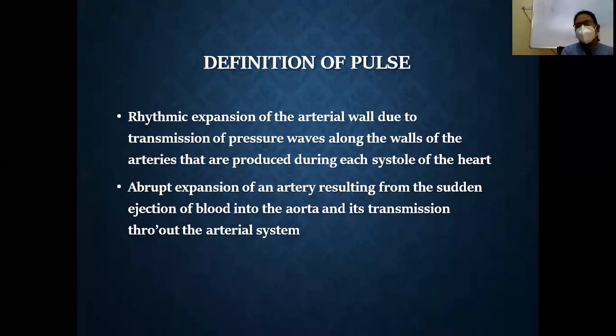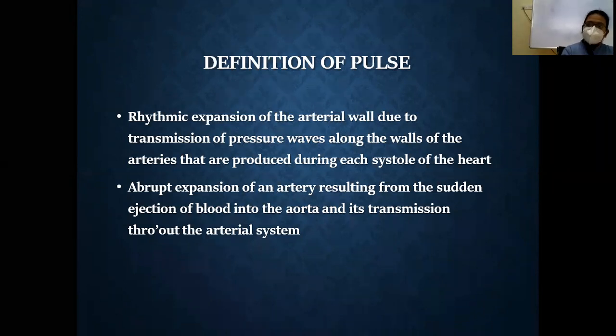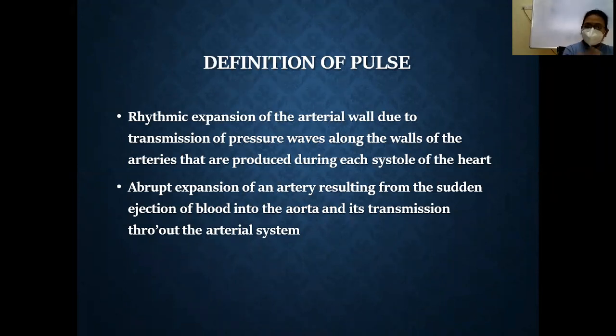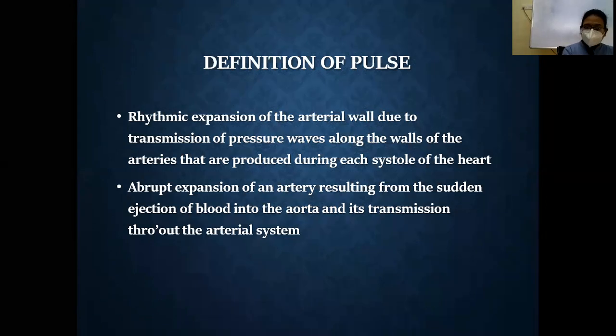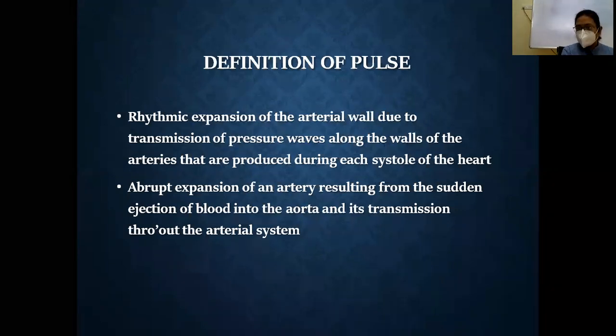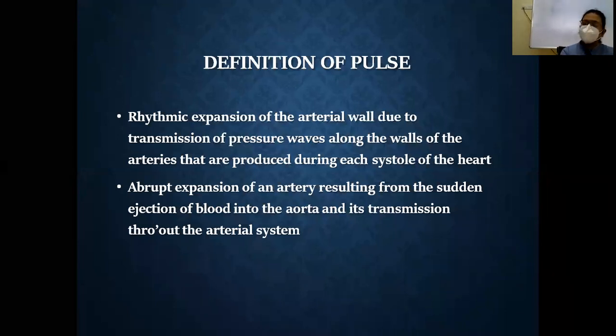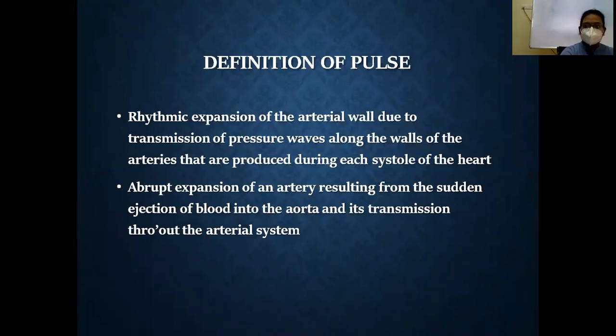So remember, when there is systole, there is contraction of the left ventricle, which causes ejection of blood into the aorta. Because of this sudden amount of blood entering the aorta, there is an abrupt expansion of the aorta, which creates a pressure wave that is carried forward, or transmitted, throughout the whole arterial system.